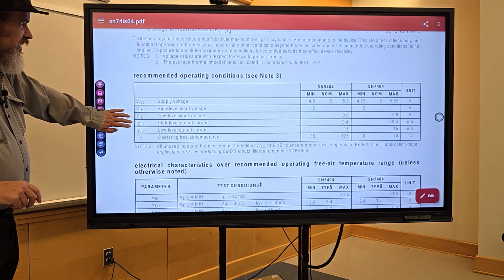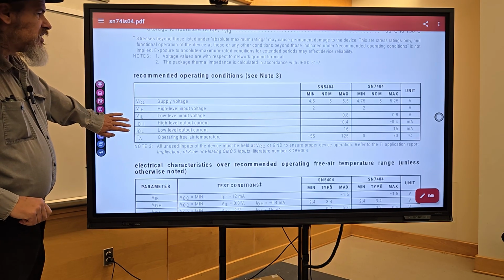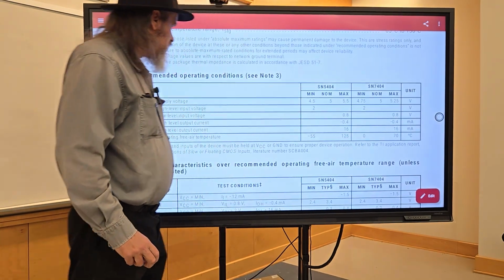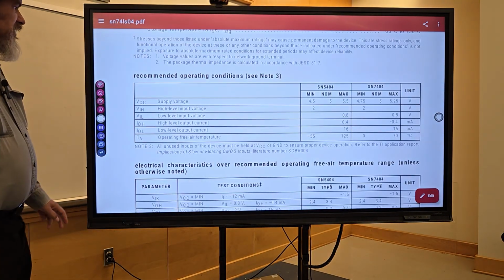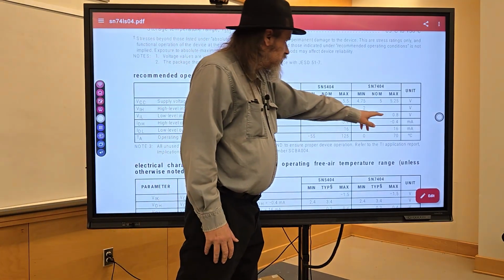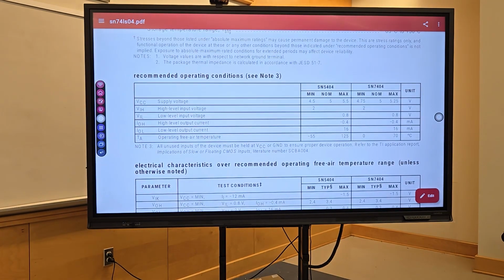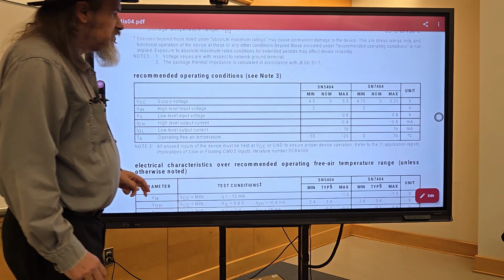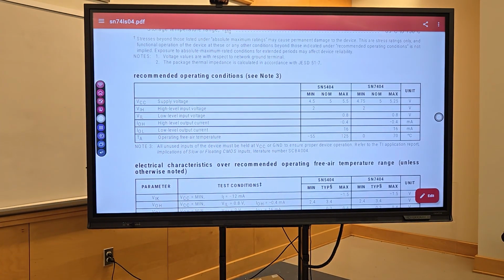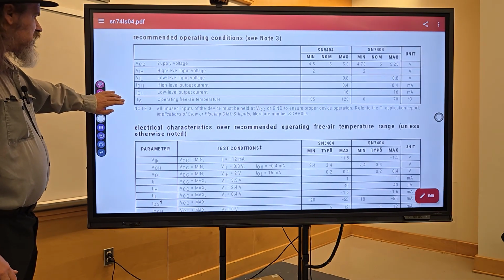But it gives you the operating ranges, operating conditions that are recommended. Using 5 volts. What is a low level input voltage? 0.8 volts maximum. How much current can it generate? 16 milliamps. So it can't supply a whole lot of power.